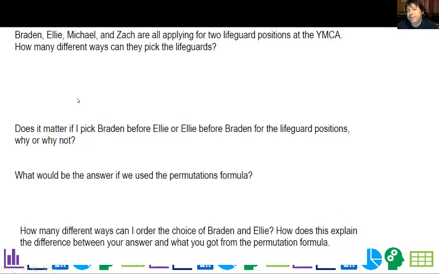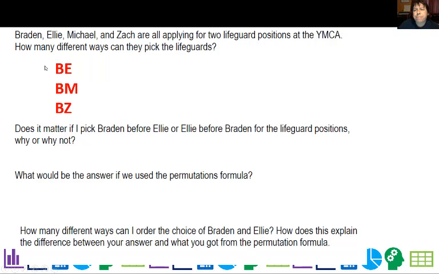Let's go ahead and look at a different problem now. Braden, Ellie, Michael, and Zach are all applying for 2 lifeguard positions at the YMCA. How many different ways can they pick the lifeguards? Well, I could do a tree diagram, but I can also do a list. You're allowed to do lists as well when you're trying to figure out how many ways to do something.